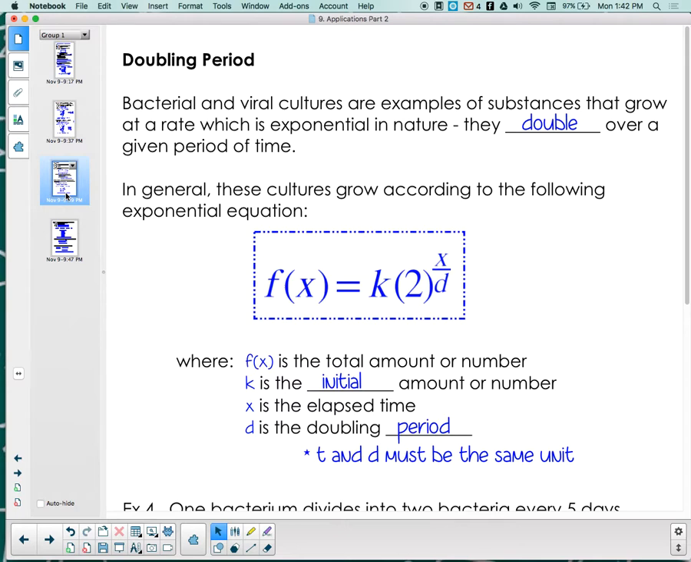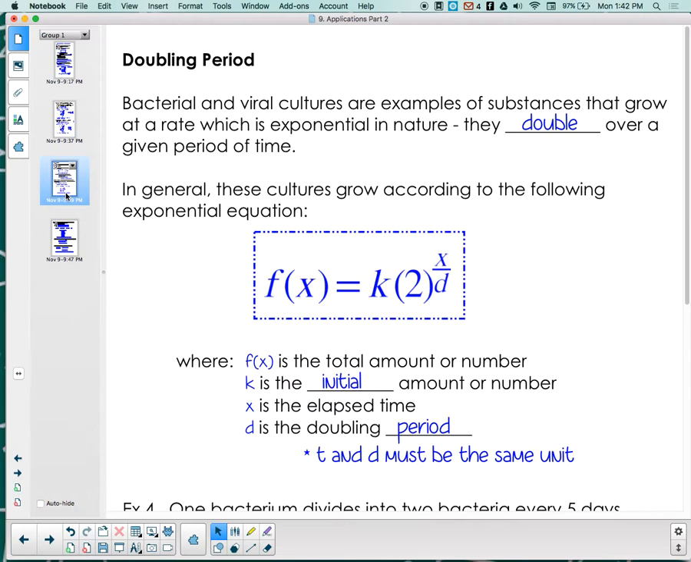Between the two of them, it should be very obvious which is a half-life question and which is a doubling period question. Why should that be obvious? It's from the question. How from the question should you know right away if you're dealing with half-life or you're dealing with doubling period?